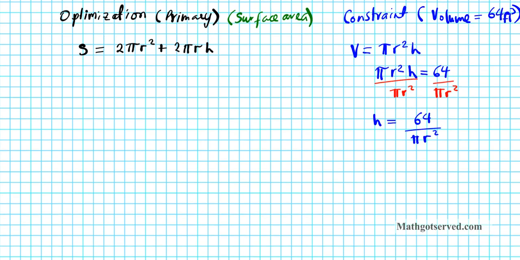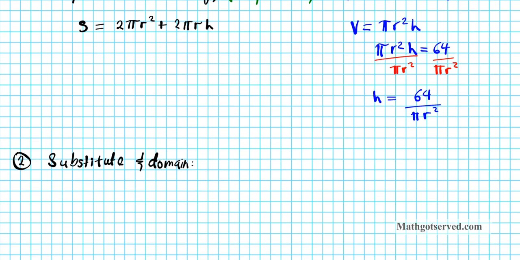All right, now we are ready to shift to part 2. In part 2, we are going to substitute and state the domain. So what are we substituting? Well, we want to express the optimization function in terms of one variable so we can differentiate with ease. We found it easier to isolate h in the constraint function, so we're going to plug that into the optimization function so that it'll be easy for us to find the critical values by differentiation.